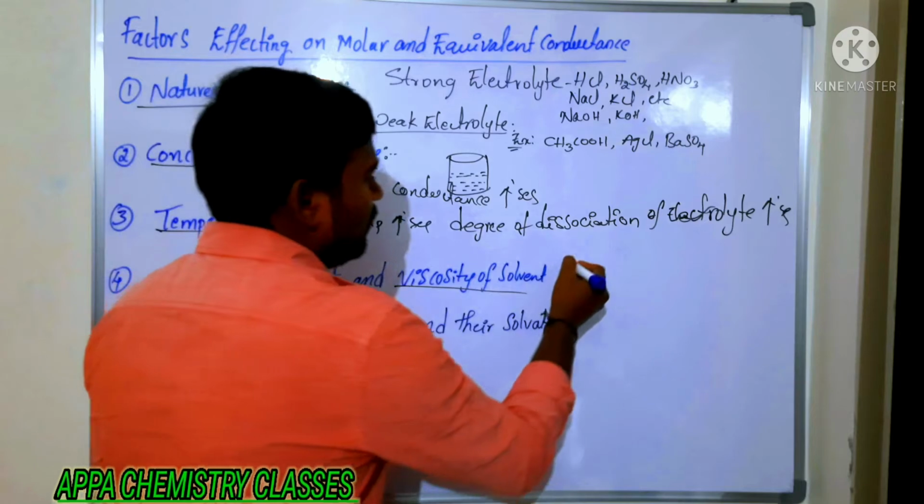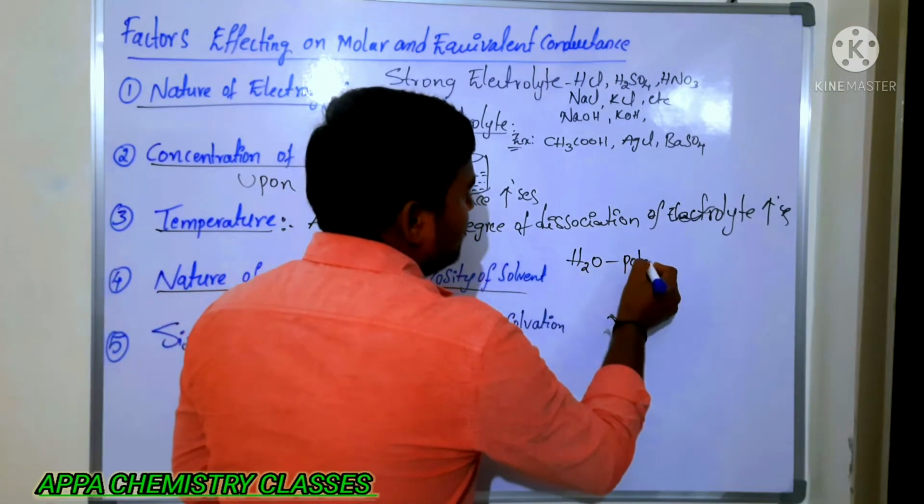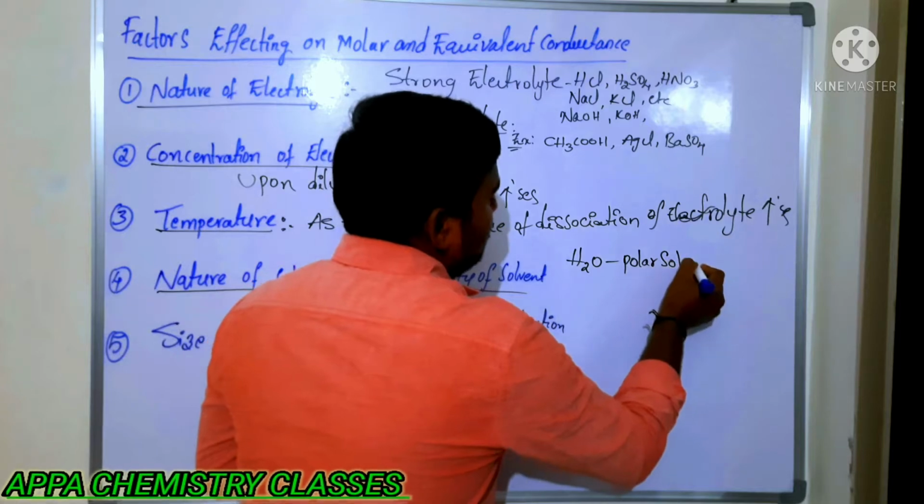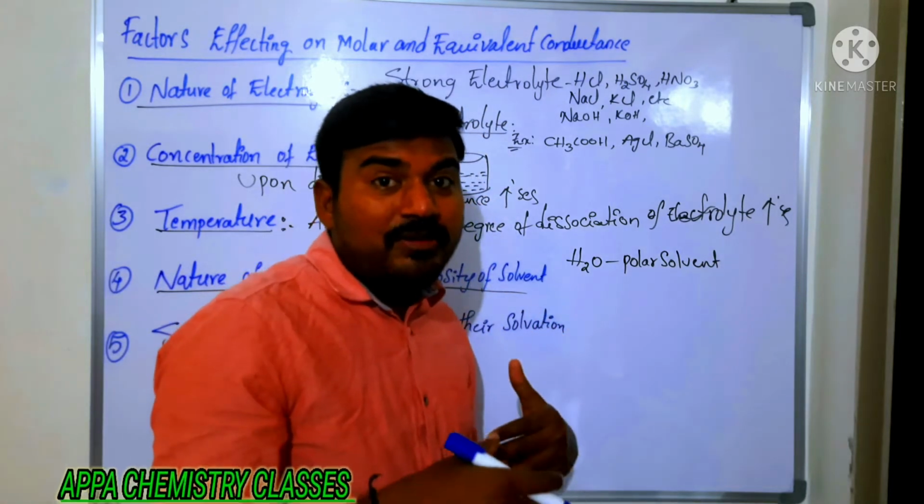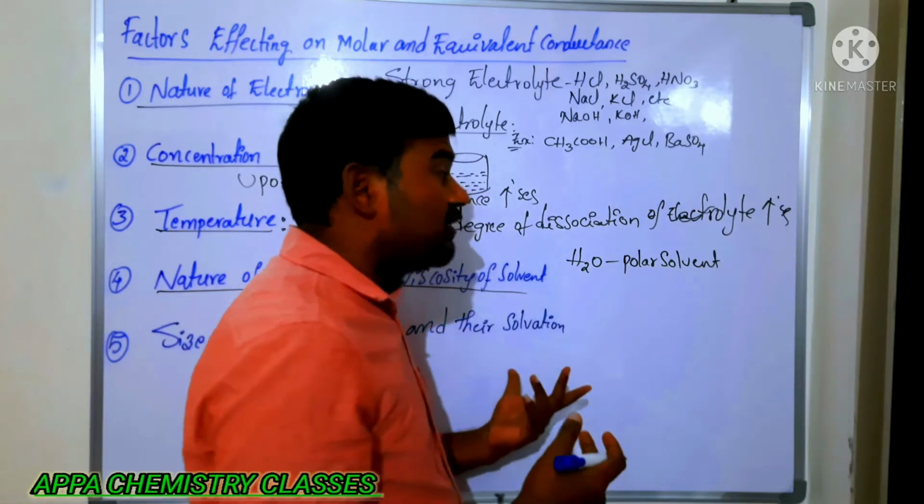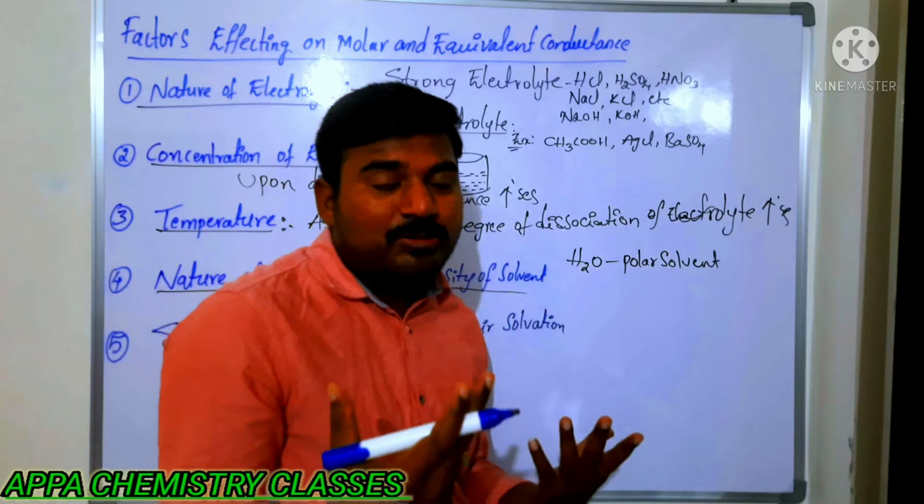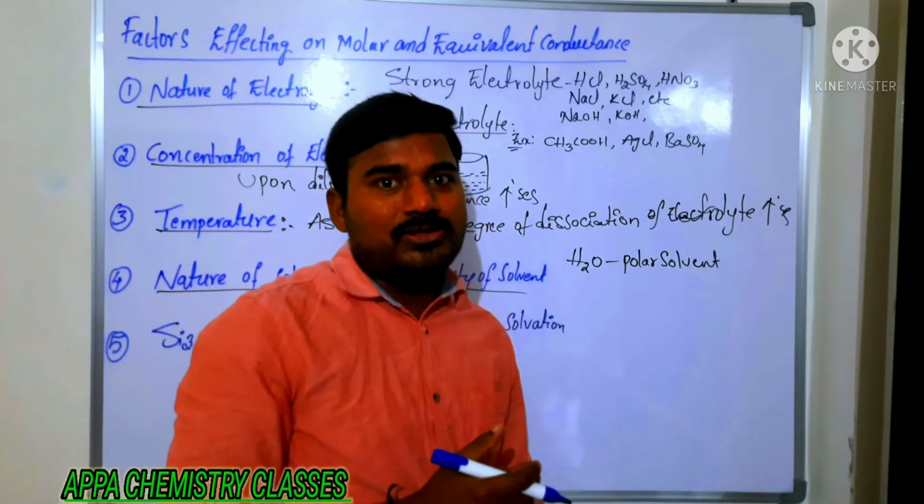Take water. Water is a polar solvent which has a dielectric constant of around 84. So it has the highest dielectric constant. For that reason, water is said to be a universal solvent because of its high dielectric constant.